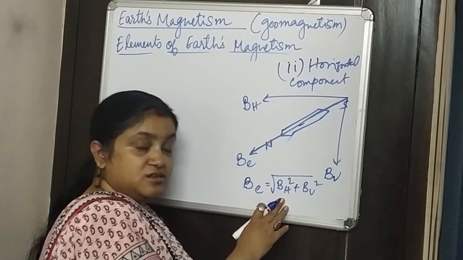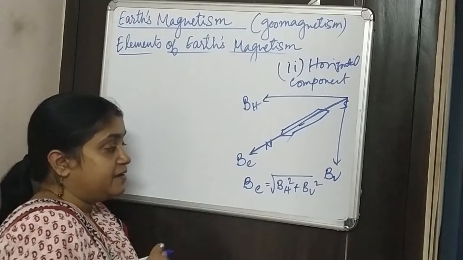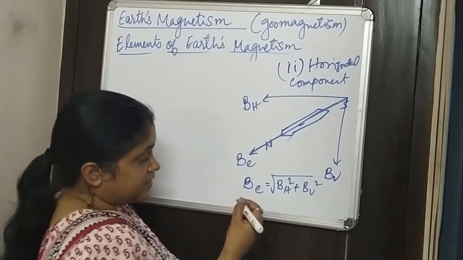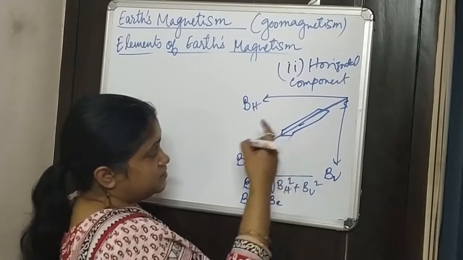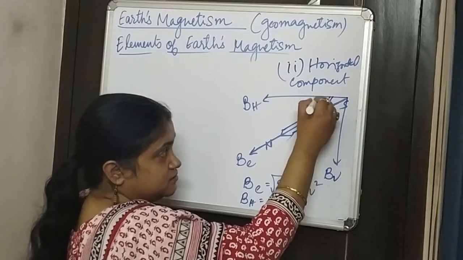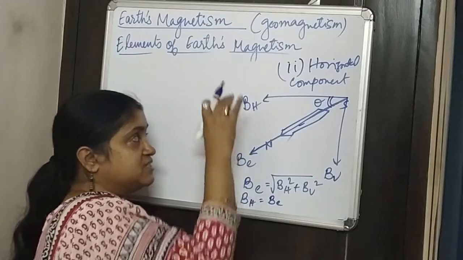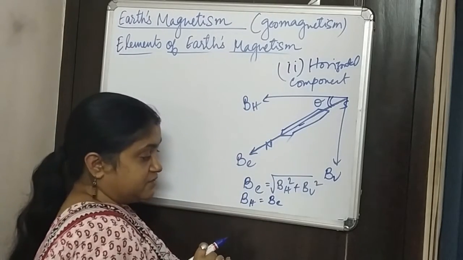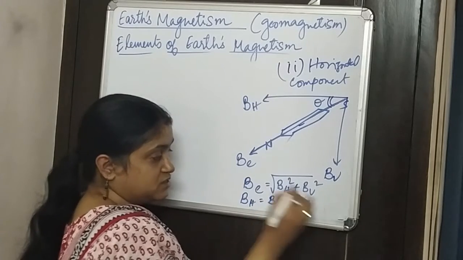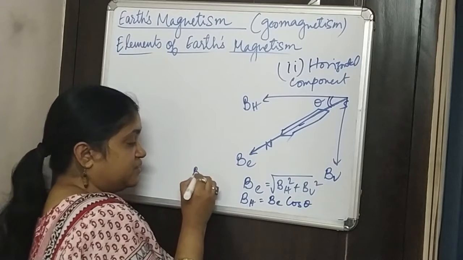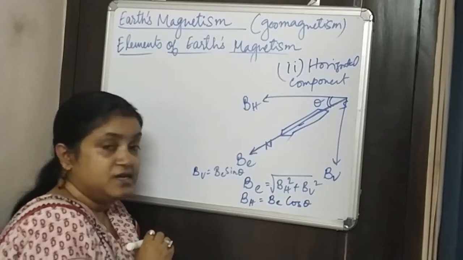This is the horizontal magnetic field. This is the vertical magnetic field of a particular place. And we can also say that, suppose this is the angle theta between the total magnetic field and the horizontal magnetic field. Then we can write BH is BE cos theta, whereas BV is BE sin theta, right?